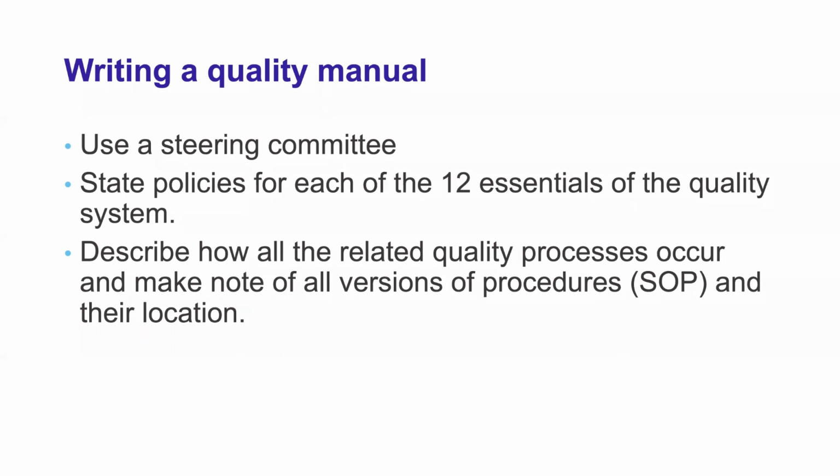You should state the policies for each of the 12 essentials of the quality system and describe how all of the quality processes occur, and make note of all versions of procedures. So the quality manual doesn't need to include all of the SOPs. That would be way too much, but it should outline the system for how the SOPs are organized, so that when you look at the quality manual, you should be able to find the SOPs and know where they are located.